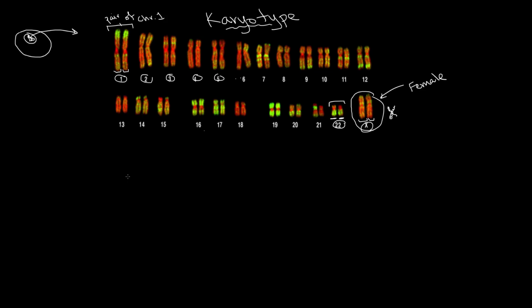So hopefully this helps you visualize what the chromosome pairs look like, and this idea of pairs of chromosomes, one from your mother and one from your father. So in the next video, we'll talk about what happens when you have too many or not enough chromosomes, and some other causes of genetic diseases. And we'll go into a little bit more detail as to why you would want to order a karyotype.